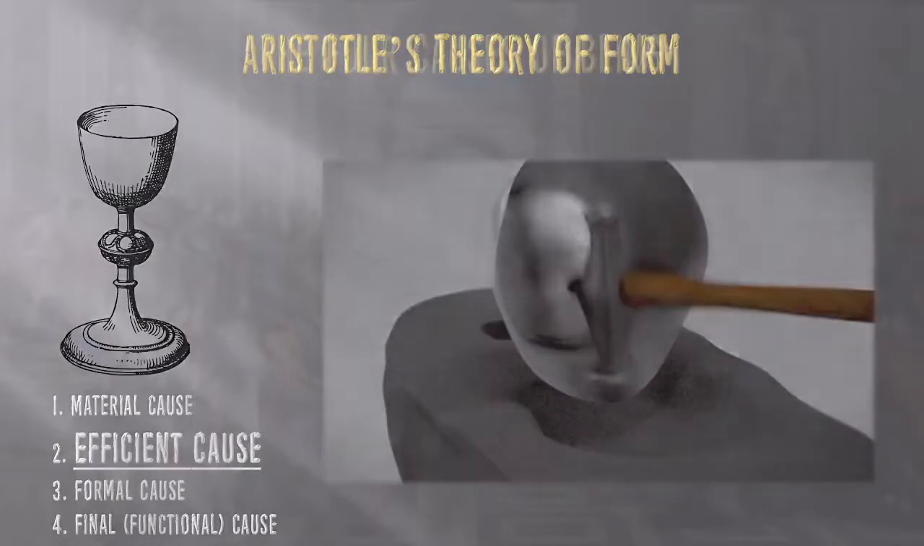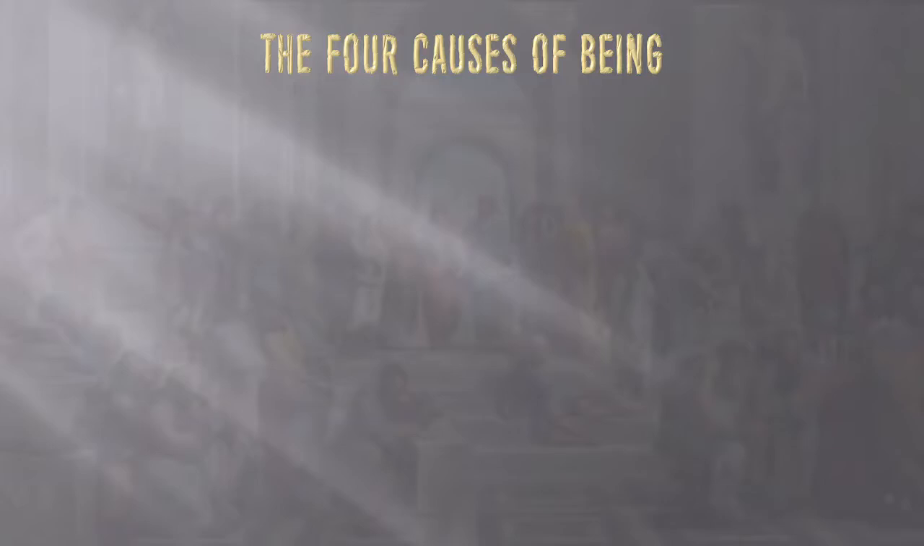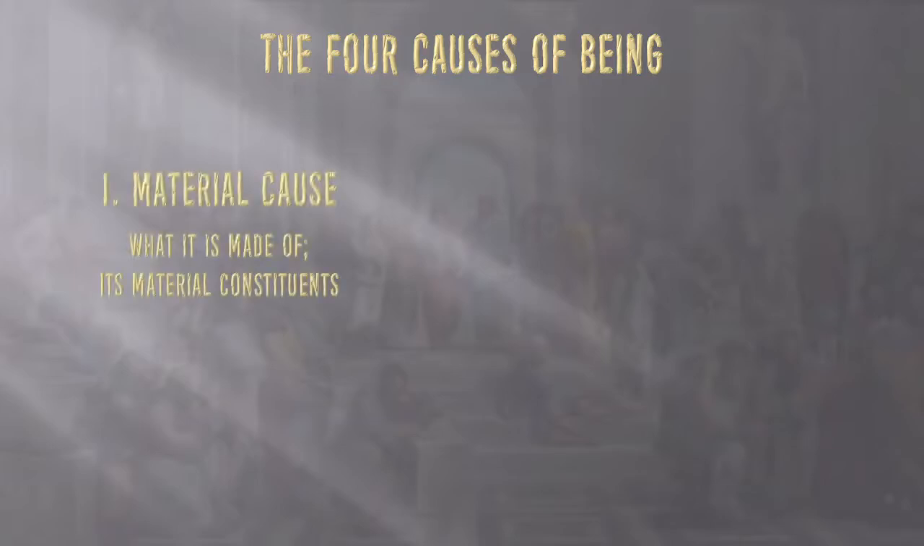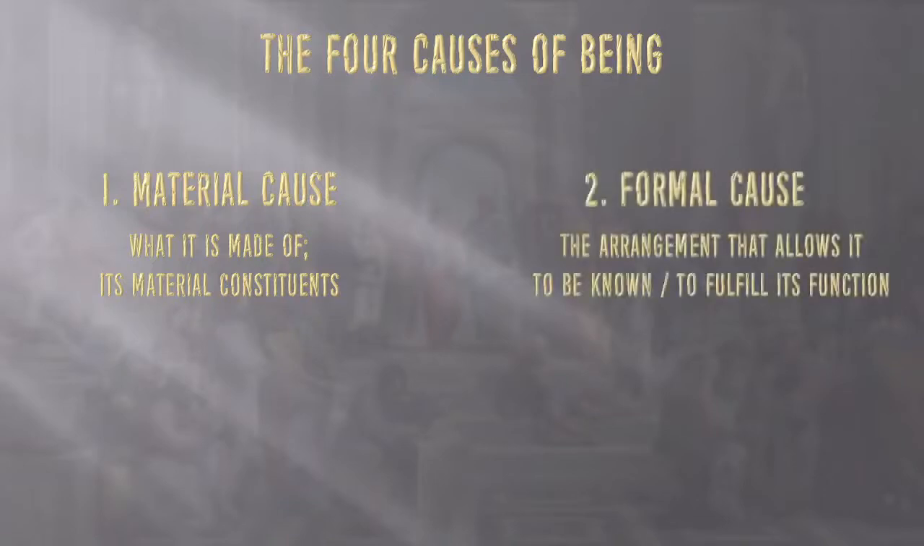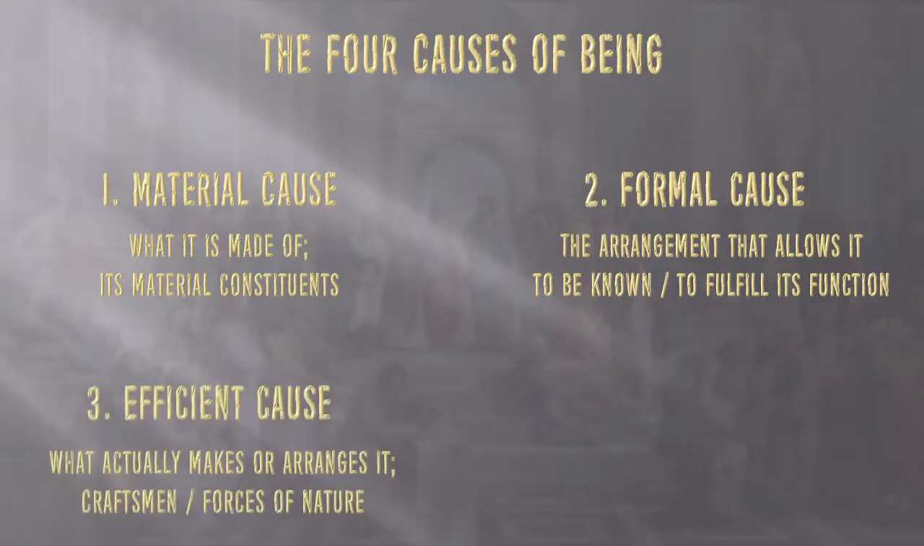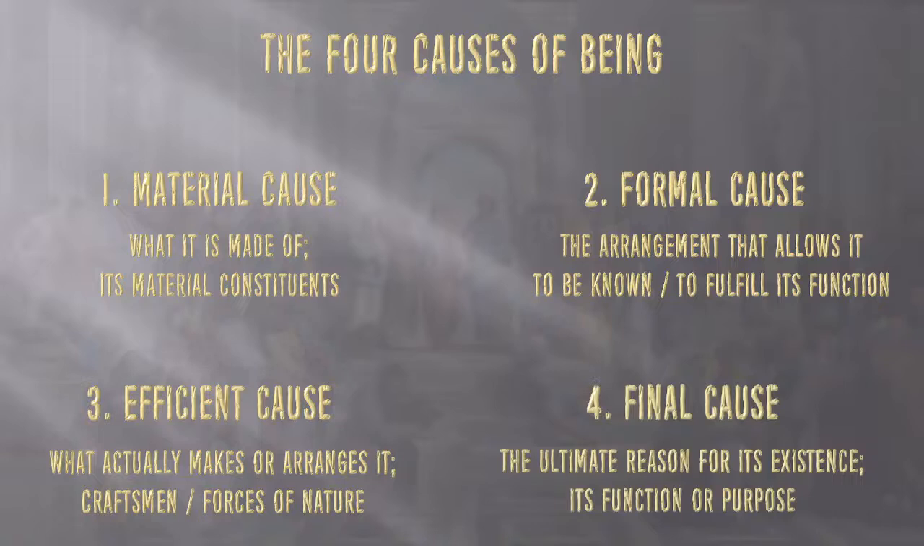All right, so to define explicitly the four causes of being for Aristotle, we've got the material cause, what the thing is made of, in other words, its material constituents. Then secondly, you have the formal cause, the arrangement of the material stuff that allows the thing to be known and identified and that allows it to fulfill its function. Then you have the efficient cause, the thing that actually makes or arranges the material stuff. That could be a craftsman if it's an artifact, or it could be a force of nature if it's something natural and organic. And then lastly, there's the final or functional cause, the ultimate reason for the thing's existence, its function or its purpose.